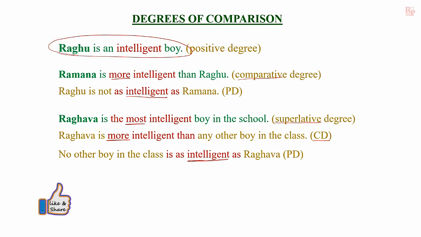How do these changes happen? How can we change from positive to comparative, comparative to superlative, superlative to comparative, or positive, like this? We can discuss them in later videos.